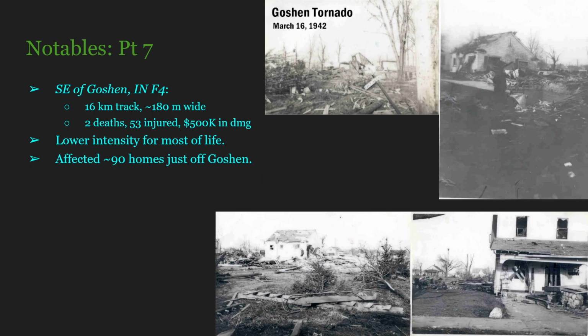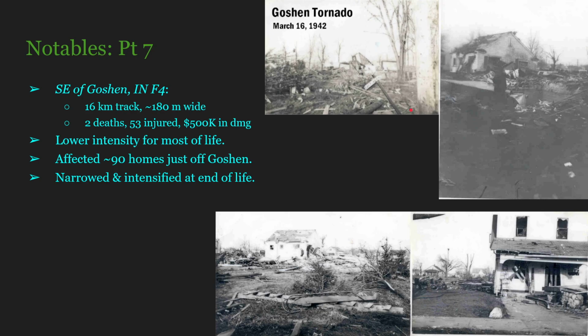It would be just on the outskirts of Goshen that this tornado would affect 90 homes, destroying or damaging them in various ways. We see anywhere from some relatively major damage here in the bottom 2 photos to completely destroyed to pretty majorly damaged down here at the top. Sorry, up there at the top photos.